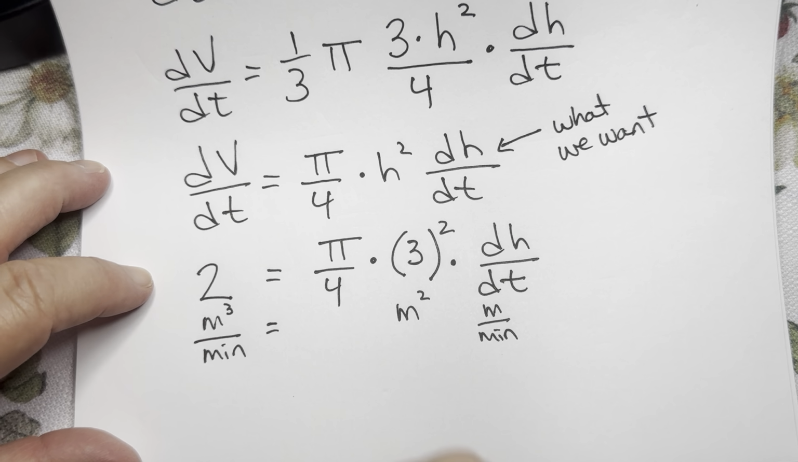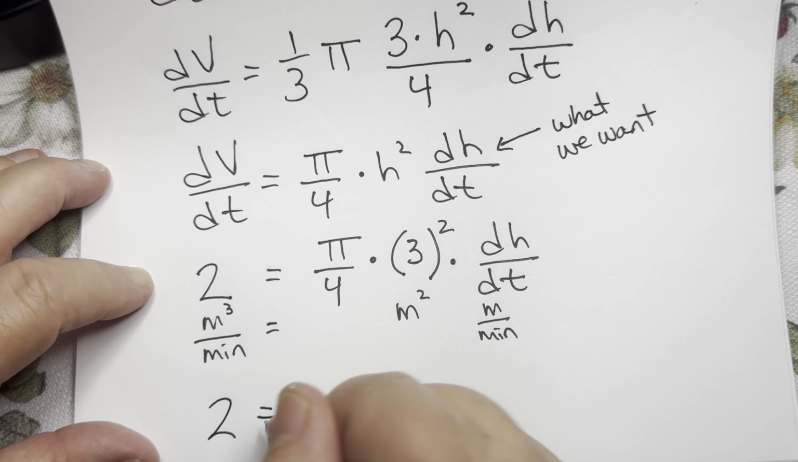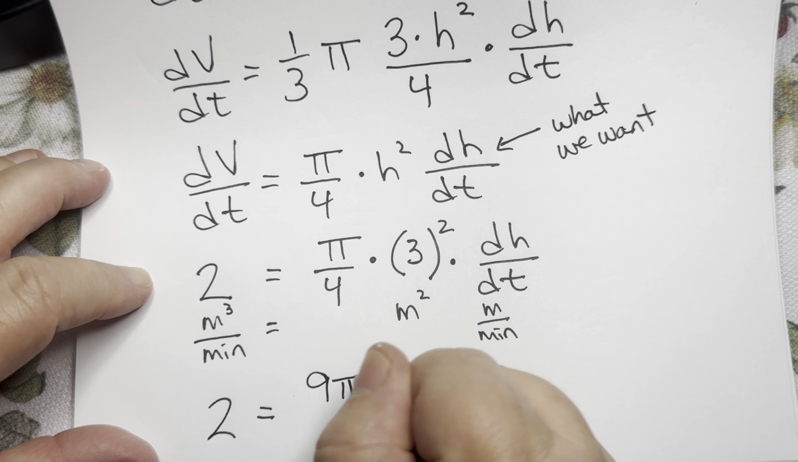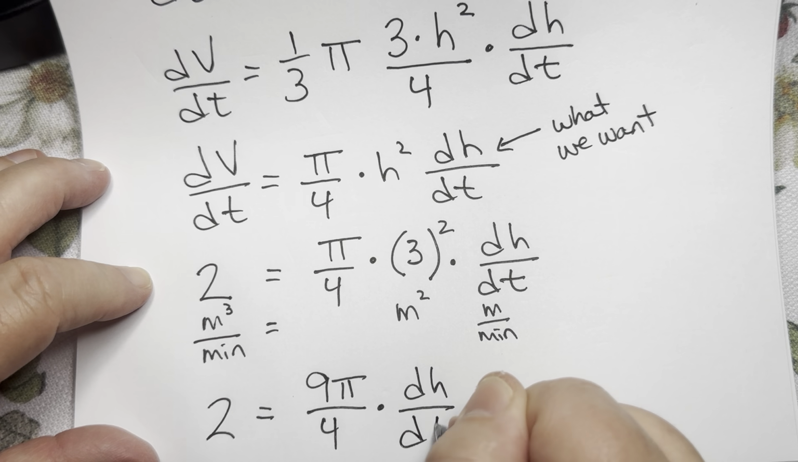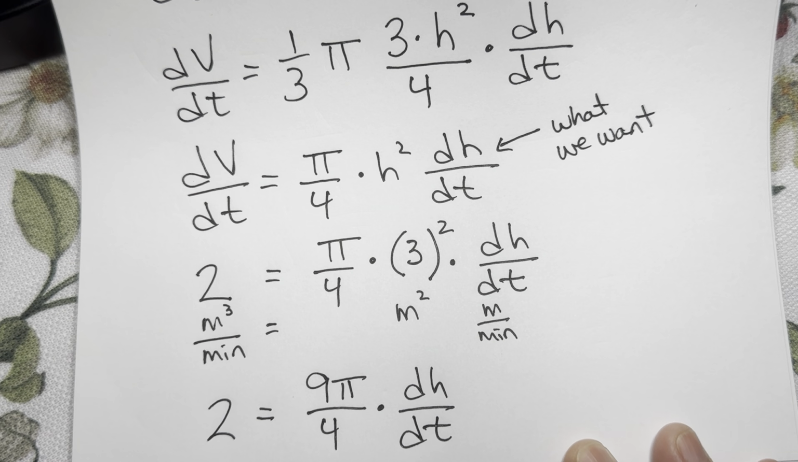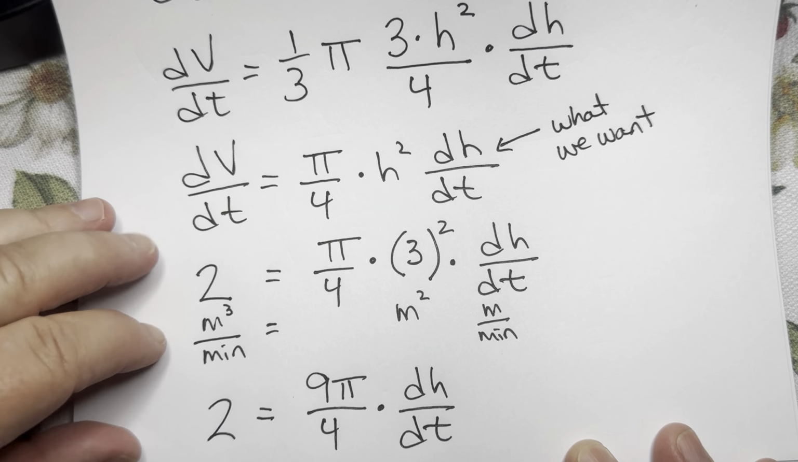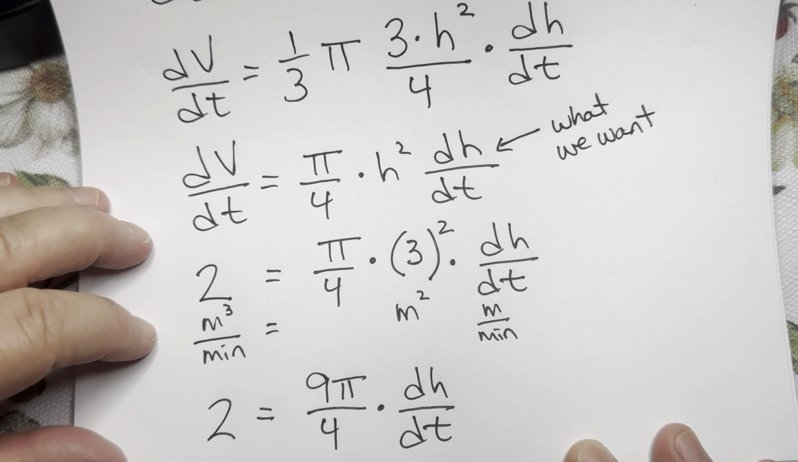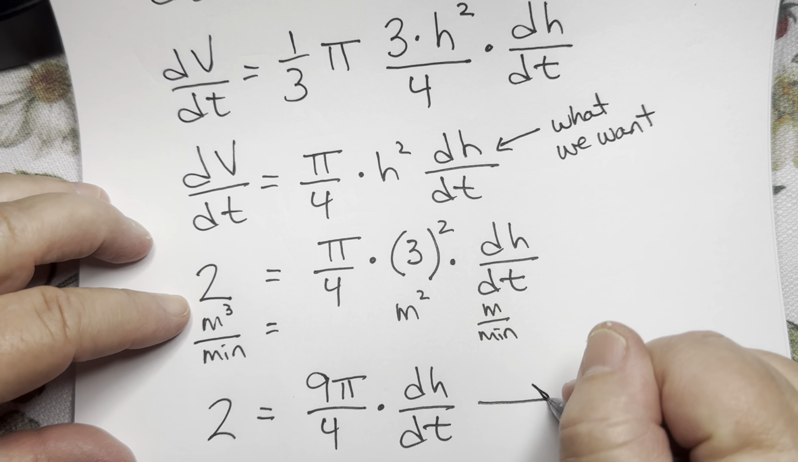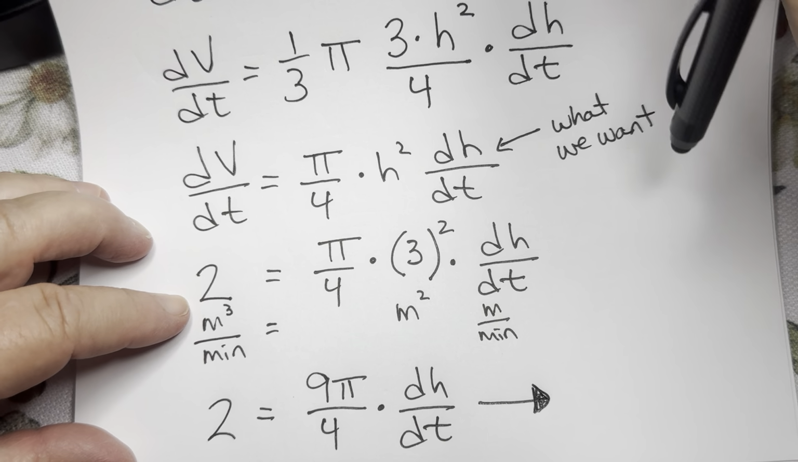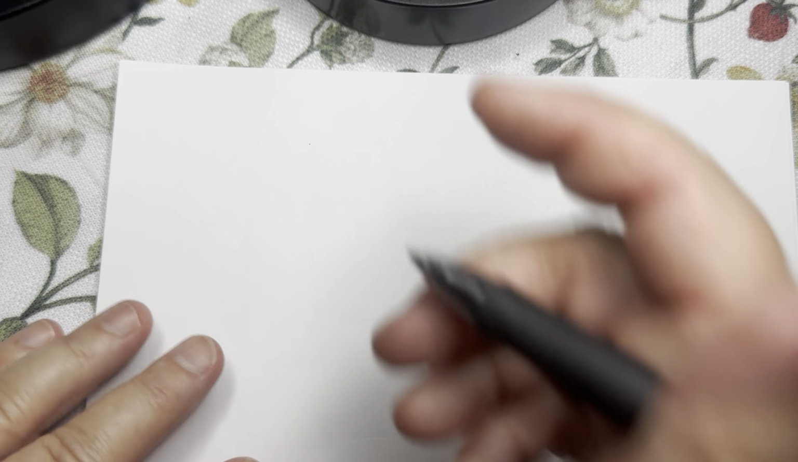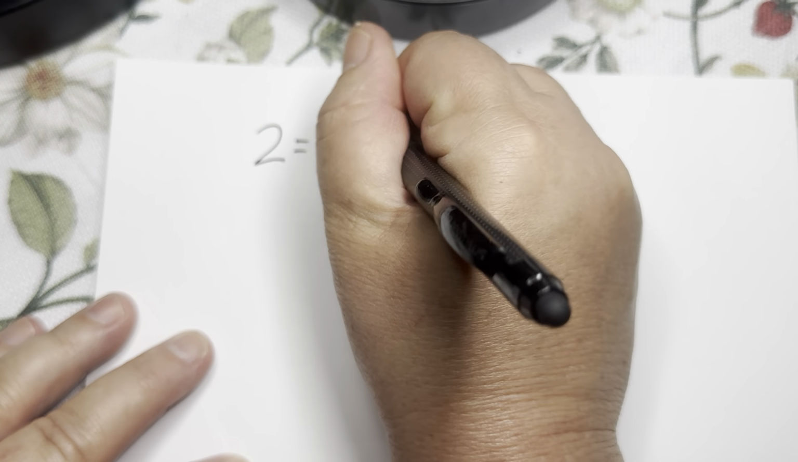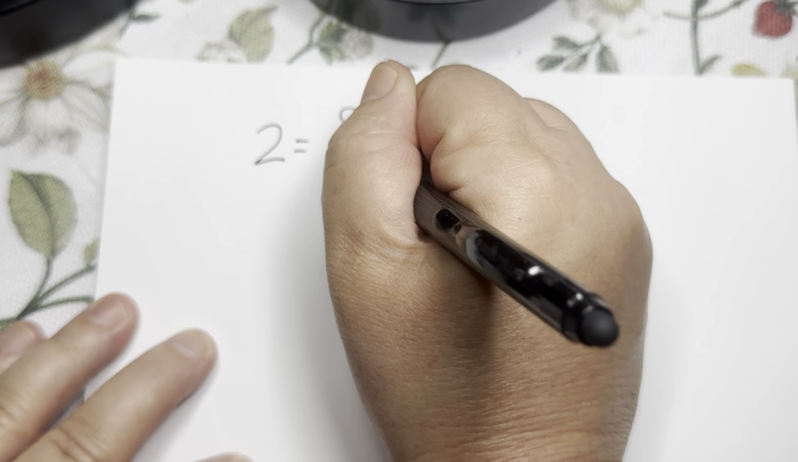So let's see. I've got 2 equals 9 pi over 4 times dh/dt. Oh, this is very exciting. Are you excited? I'm excited, but I've run out of paper. So let's go into another paper. We're almost there. Related rates. They take forever, but are they possible? Yes. Do I love them?